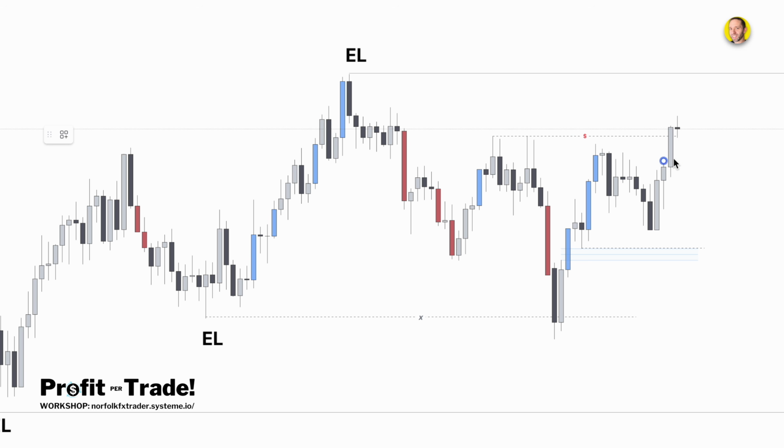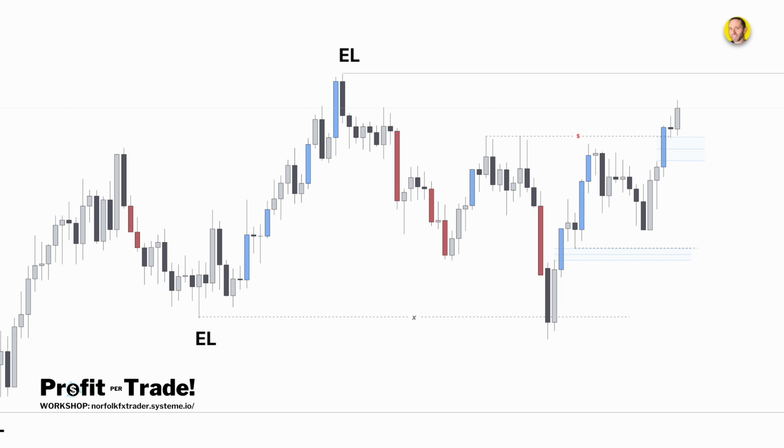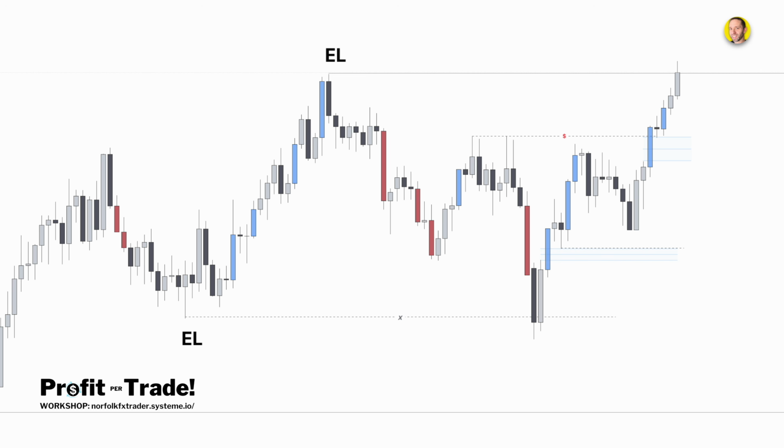Okay, we've now created it. We can look now for a pullback into this area to run for this high. Let's see if this is what we get. So we've created that blue candle. We just need to see that pullback. Unfortunately, we didn't get one, and we run the external liquidity. Now that's just showing you quite simply, we're using external liquidity for that range.